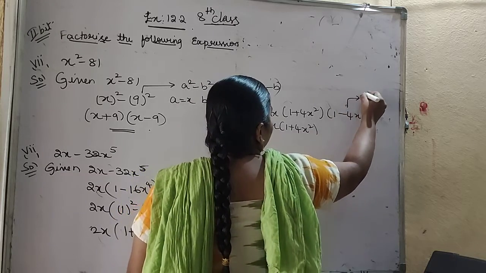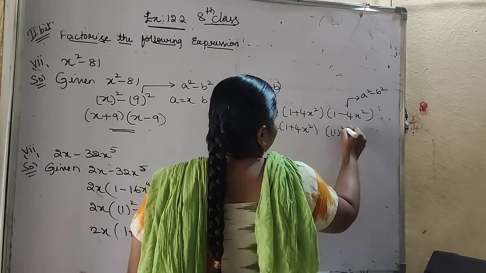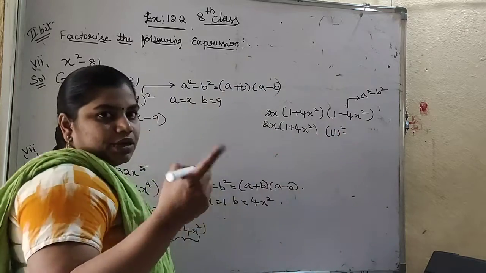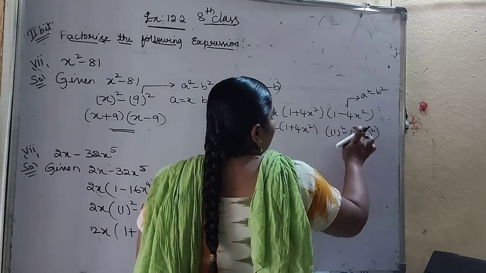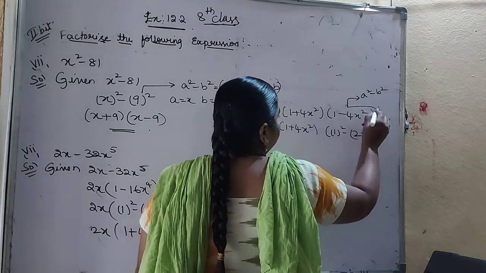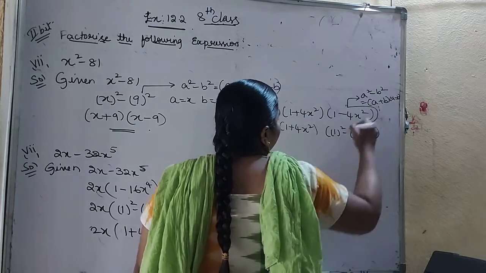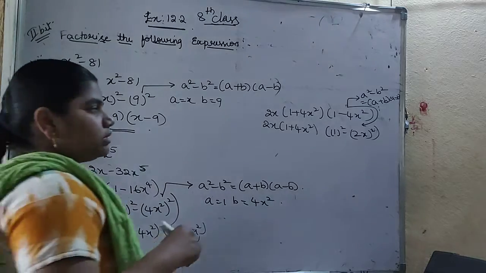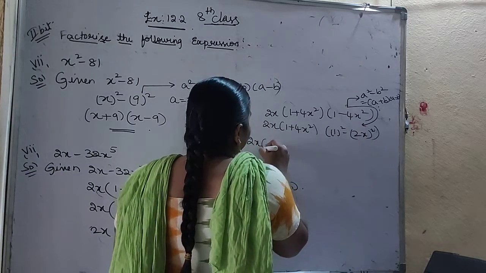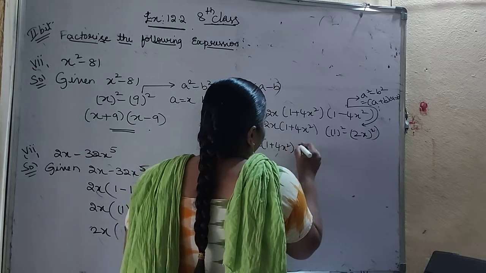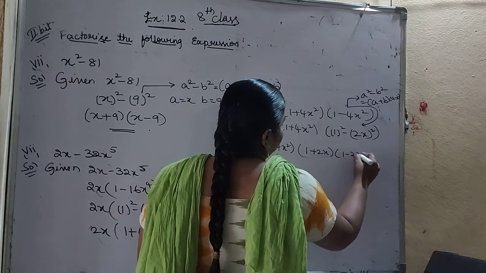So this is now in the form of a square minus b square. We can write it as 1 square minus 4, and 4 can be written as 2 square. So 2x whole square I am writing. Now this has been converted to this form, that is, we can write it in the form of a plus b into a minus b. So the a value is nothing but 1 and the b value is nothing but 2x. So 2x into 1 plus 4x square, and this one we can write in the form of 1 plus 2x, 1 minus 2x.